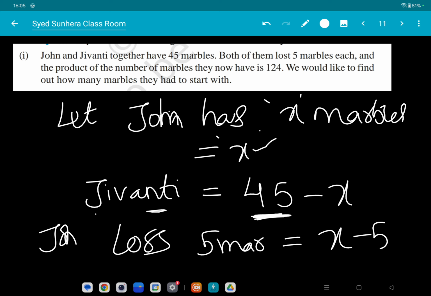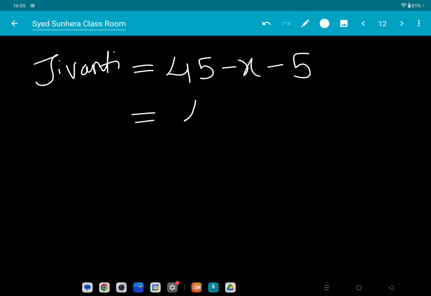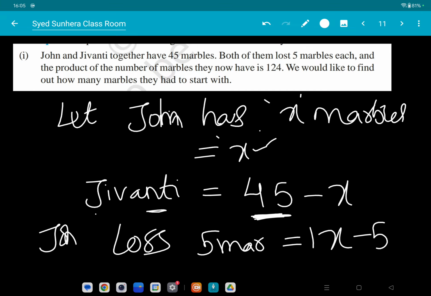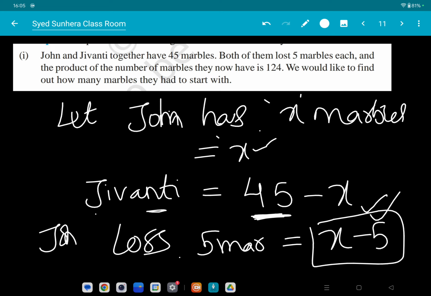X minus 5, right? Now Jeevanti has 45 minus x marbles. If she lost 5 marbles, then these are the marbles she has now, right? This is the marbles of Jeevanti. If I solve this, I'll get 40 minus x. So these are the total number of marbles she has and these are the total number of marbles he has. It was given that the product of these marbles and these marbles is 124.